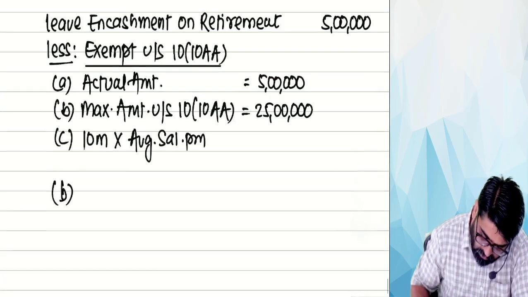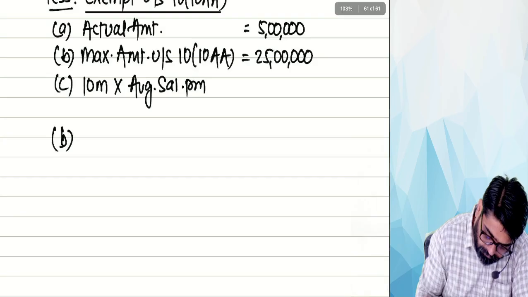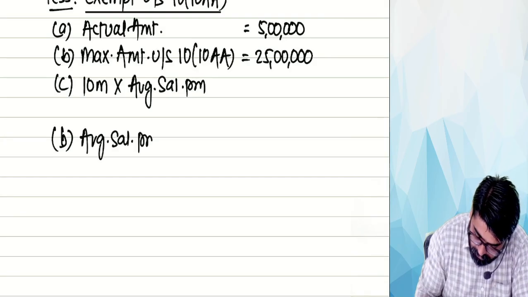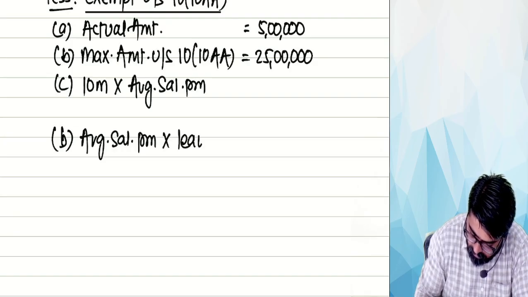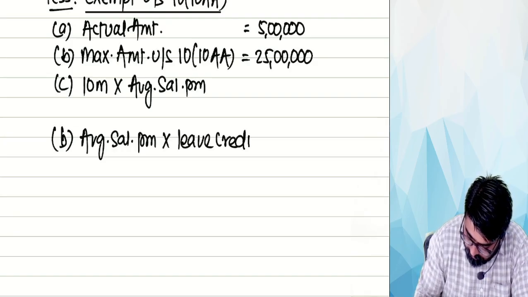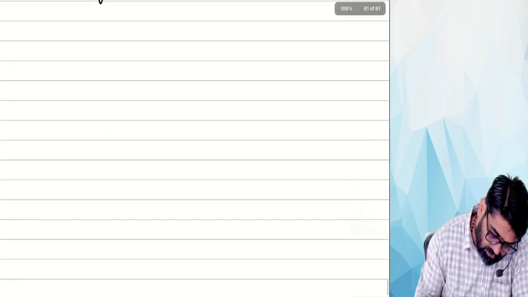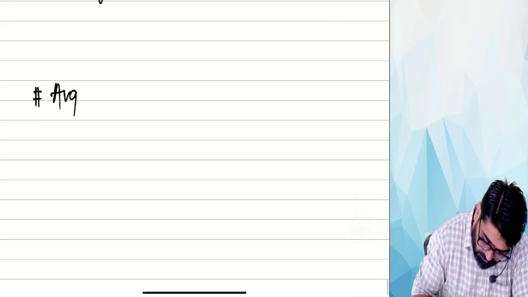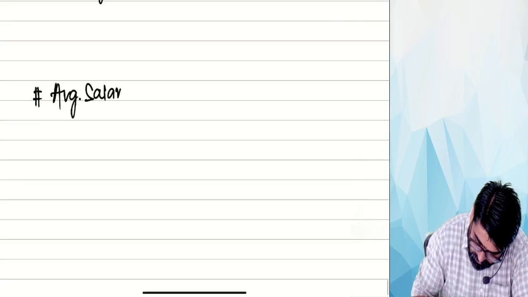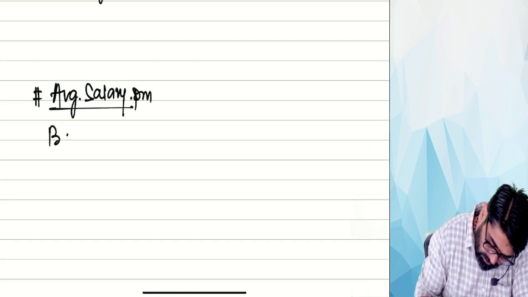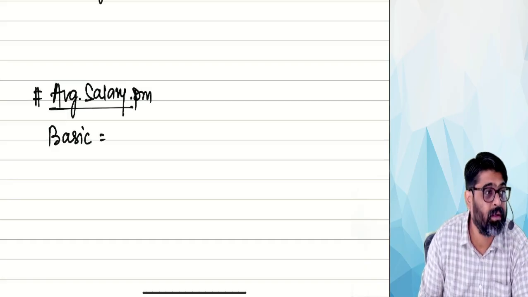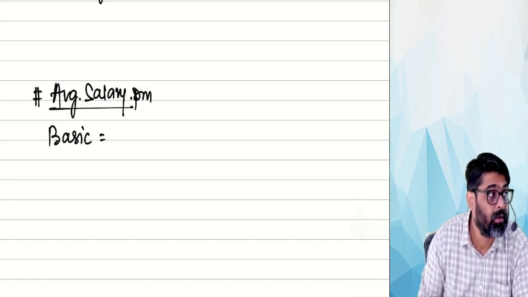Average salary I have to calculate. Okay? Next one, average salary per month into leave credit. One line blank. Now see what I'll do. First I will calculate the average salary. What do we need? Basic. Basic for how many months? 10 months, immediately preceding the date of retirement.